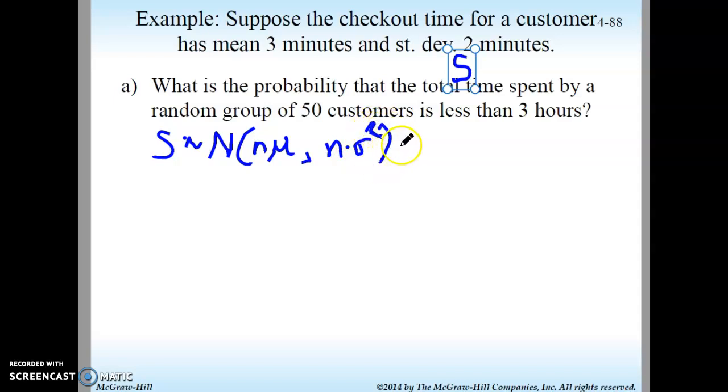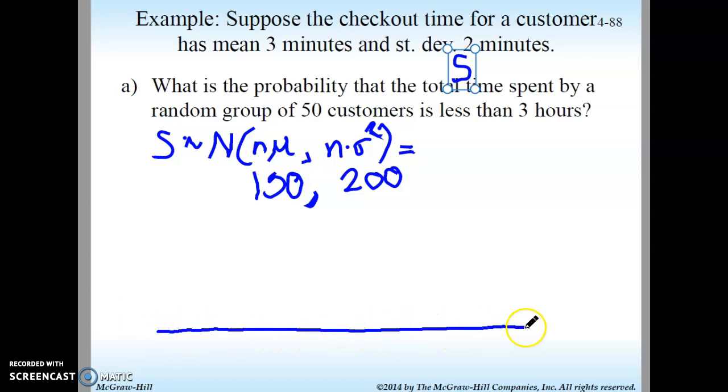The mean should be, N is 50, so 50 times 3, which is 150. And the variance should be 50 times 2 squared, because this is the standard deviation, so 50 times 4, which is 200. That's how this is distributed. I'm going to draw a picture, and I'll probably have to clear the picture and come back because I'm going to run out of room when I'm writing with a stylus.